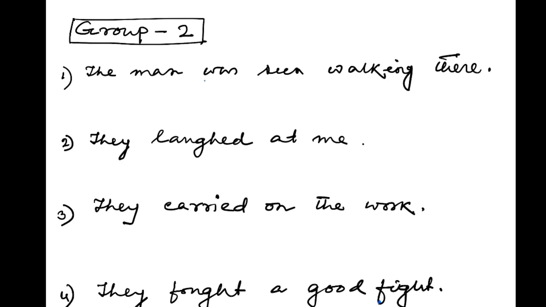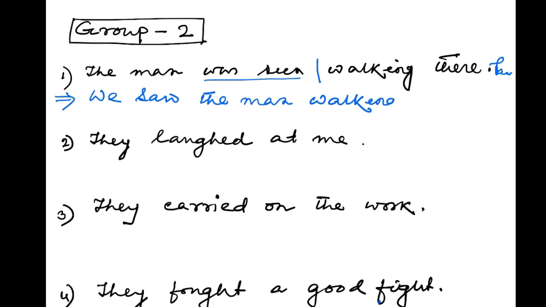The man was seen. This is a passive voice. But the man was seen by whom? The subject is missing here. So you have to supply the subject. So the answer will be someone, or people, or we. Take "we." We saw the man walking there. Understand? And this is active.